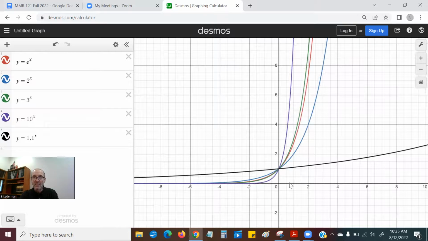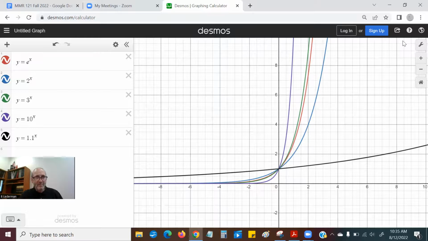All of these graphs are asymptotic to the x-axis on the negative side, and then they grow. This one is going to grow a lot as time goes on, but they're all going to go out to infinity. They're not asymptotic to any kind of straight line like that, but they're all going to grow nicely.